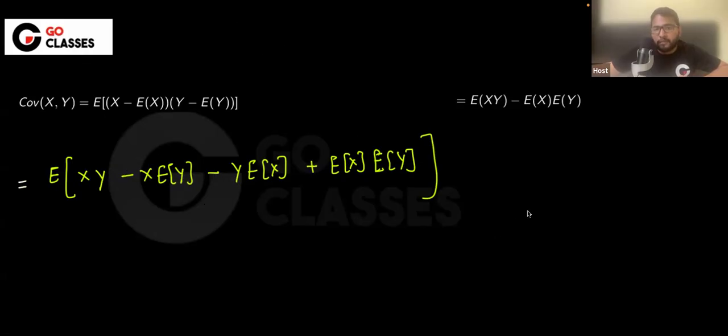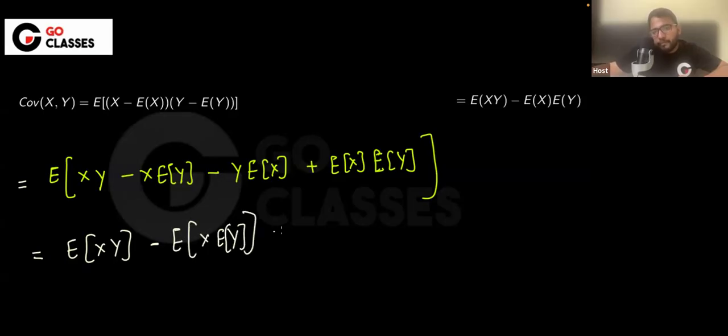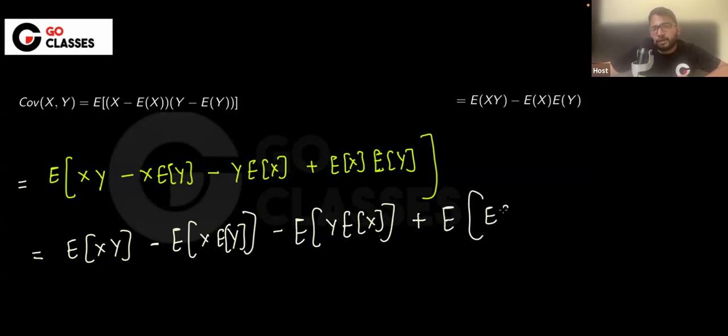Great. Now just apply the linearity. So it is the expectation of xy, minus the expectation of x into E[y], minus the expectation of y into E[x], plus the expectation of E[x] into E[y].